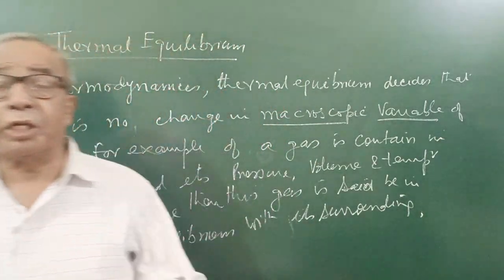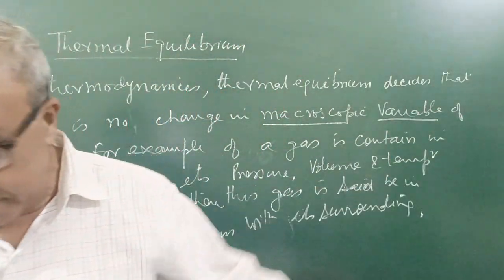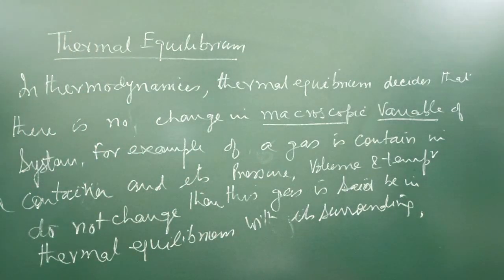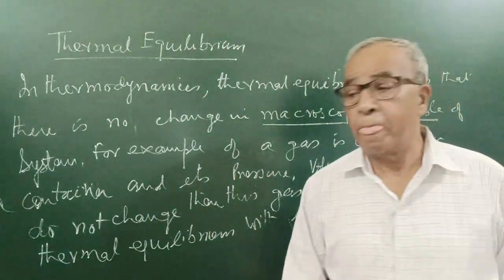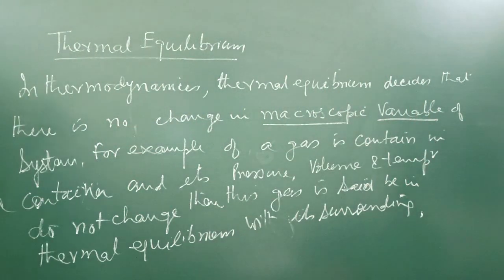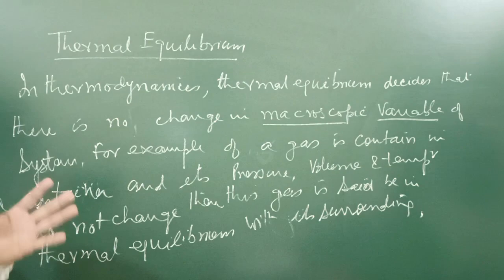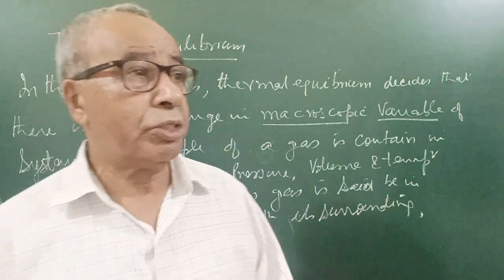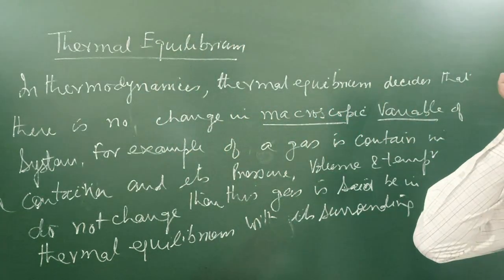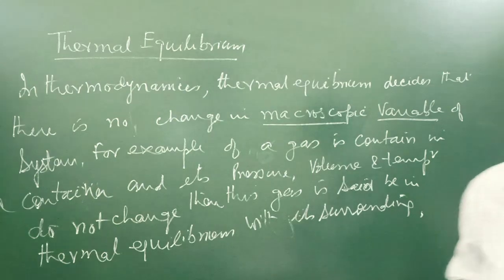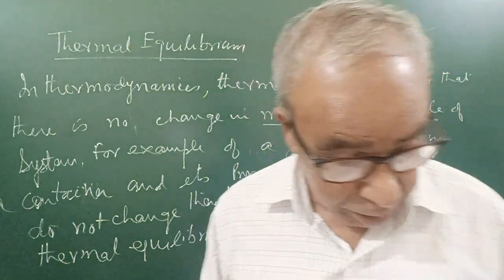A gas is in a container, but the container has its surroundings, and the pressure, volume, and temperature of the gas are not changing. Then we can say that the gas, the system, is in equilibrium with its surroundings. Two bodies, two systems, are said to be in thermal equilibrium if there is no change in any variable of the system. I hope you have got it now.